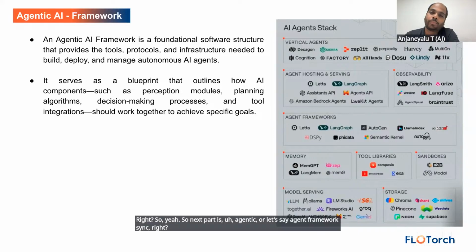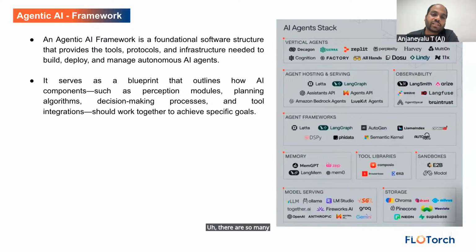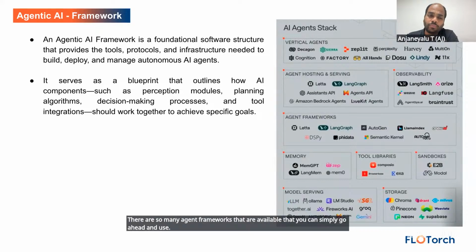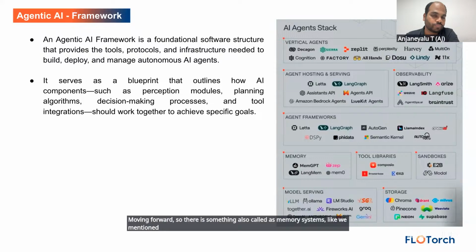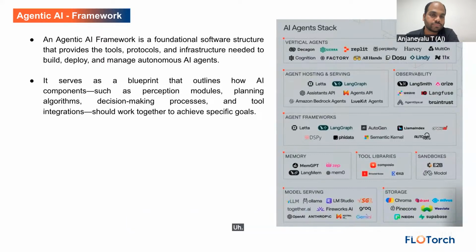The next part is agent frameworks, the core building block. We can talk about CrewAI, you can talk about AutoGen. There are so many agent frameworks available that you can simply go ahead and use. We'll be using one of them, the Google ADK framework, for our application. Moving forward, there are also memory systems, like we mentioned in our previous slides. It's basically persistent memory you want to have, for having that context to run things.